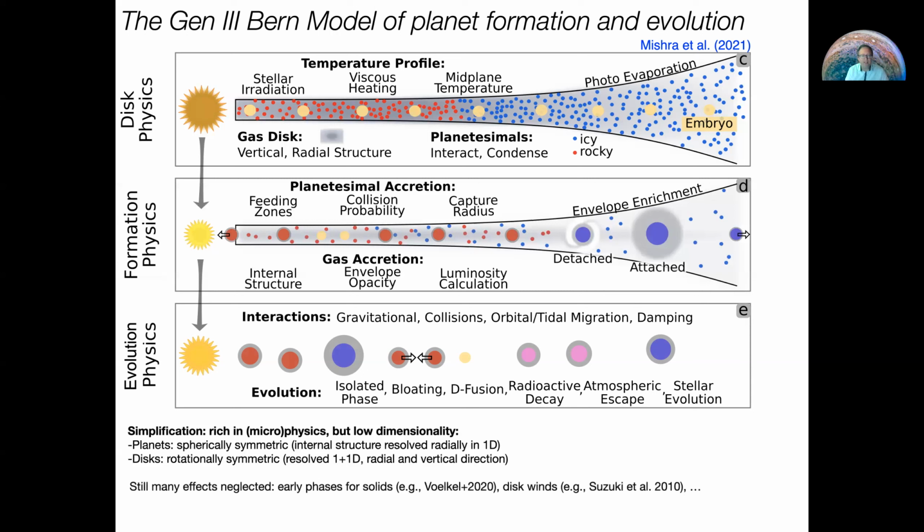And the reason for that is that in these low dimensional models, we can follow the formation and evolution of the planetary system over the full time scale. If you have a 2 or 3D hydrodynamic simulation, you can typically follow the system only for tens or maybe hundreds of orbits or so, not more.